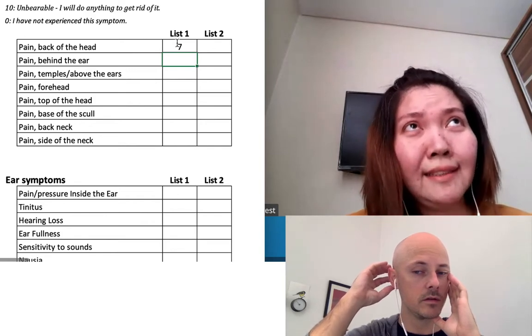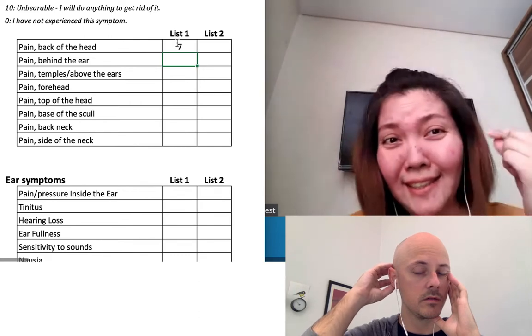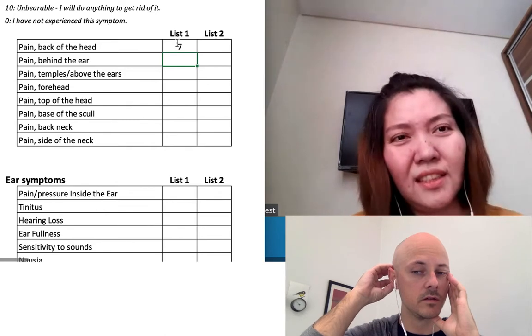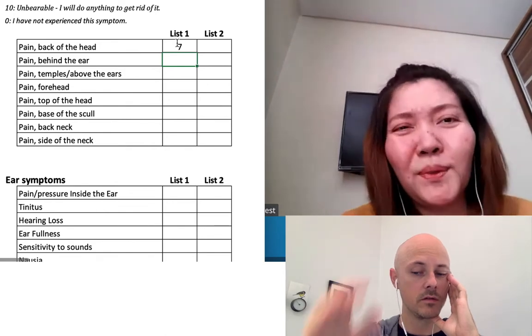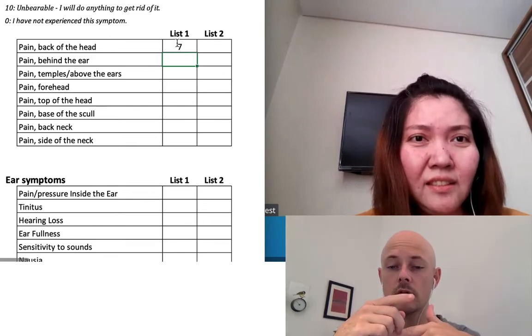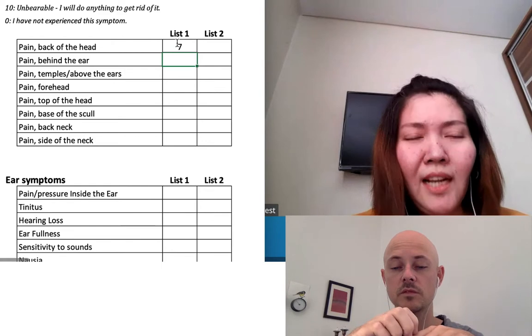And then pain behind the ear. It's not inside the ear. No, it's in the skull, behind the ear. So I have no pain there. So it's a 10. No, it's the other way around. If you have a lot of pain, it's a 10. If you have no pain, it must be a 0.